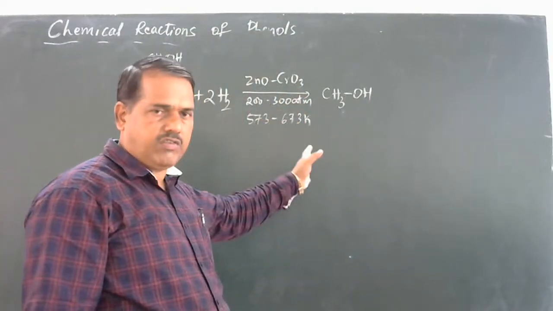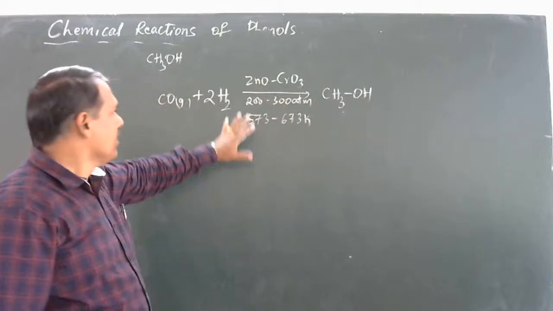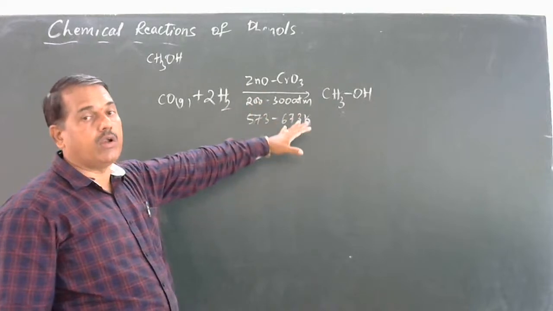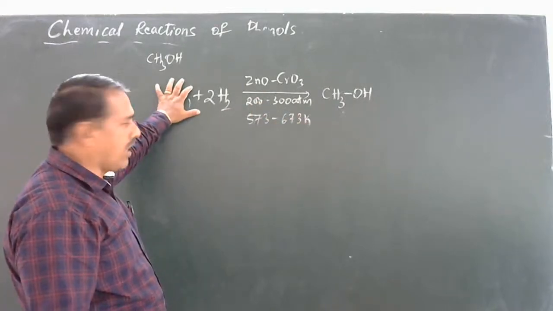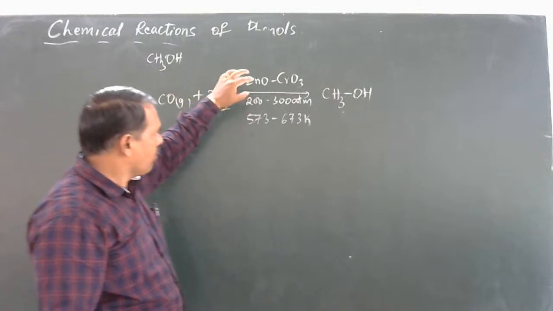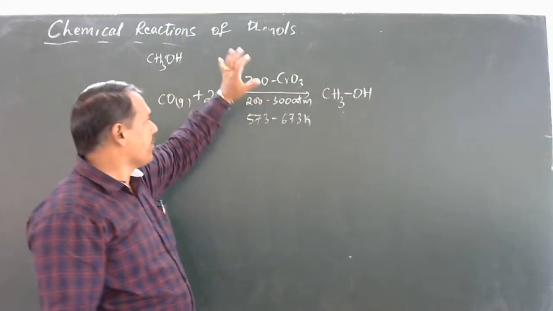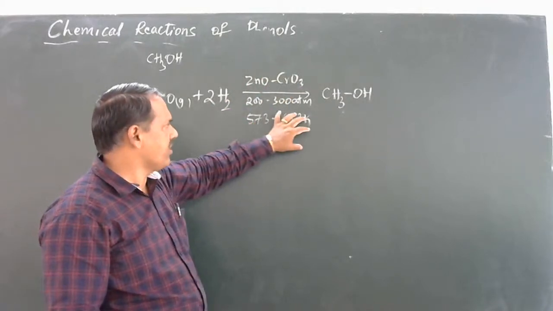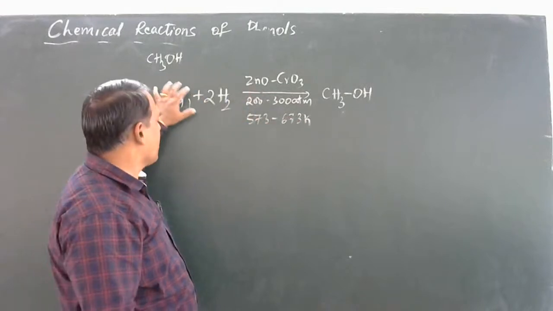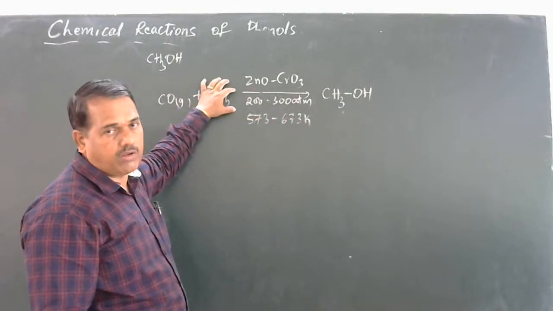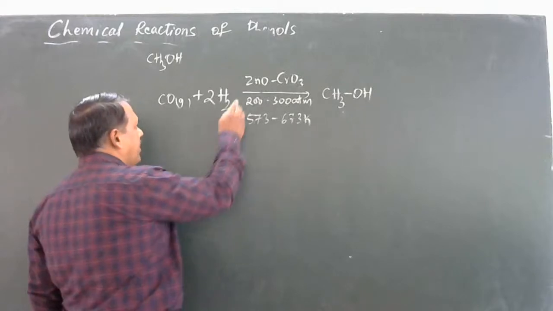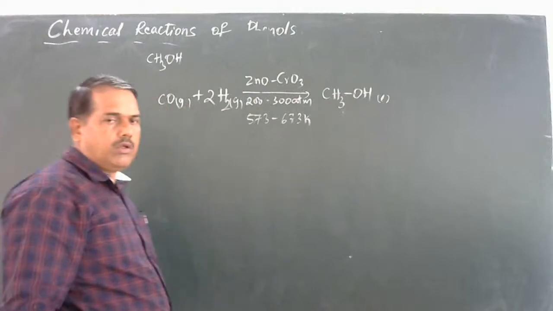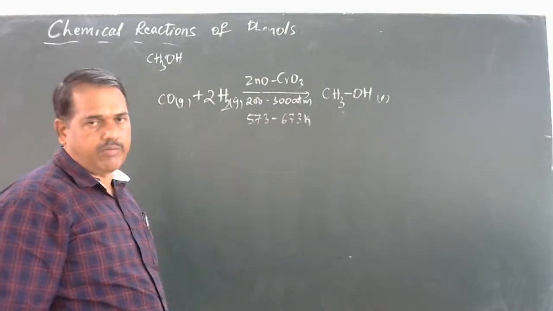Methanol is poisonous, and it can be prepared under drastic conditions. It is very difficult to maintain 200 to 300 atm pressure when carbon monoxide gas is compressed to such a high pressure. In the presence of zinc oxide and chromic oxide as a catalyst, at nearly 573 to 673 Kelvin temperature, hydrogenation by passing hydrogen gas converts it into methanol, which is a poisonous liquid.